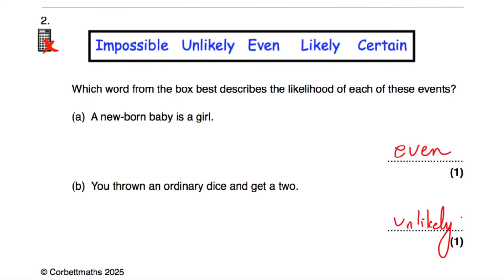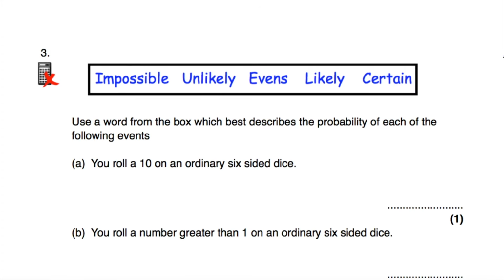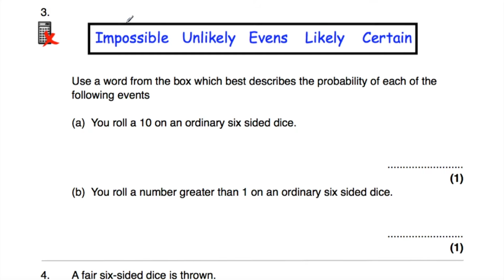Okay, let's have a look at our next question, question number 3. We've got the same words again here: impossible, unlikely, evens, likely and certain. And we've been asked to choose a word from the box that best describes the probability of each of the following events. You roll a 10 on an ordinary 6-sided dice. Well, a 6-sided dice has the numbers 1, 2, 3, 4, 5, 6. A 10 is not on the dice, so that's going to be impossible. It's impossible.